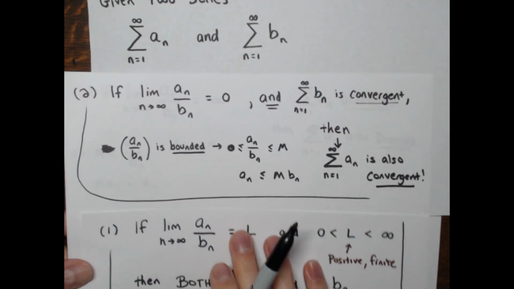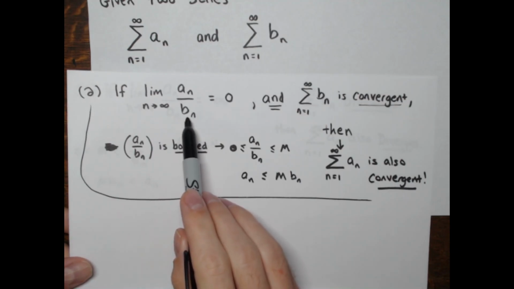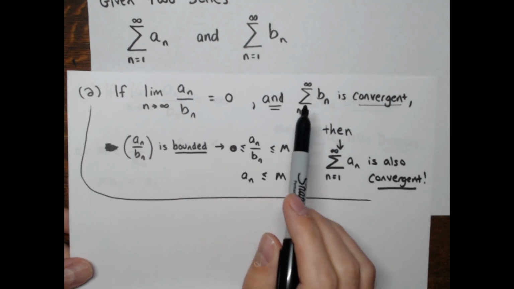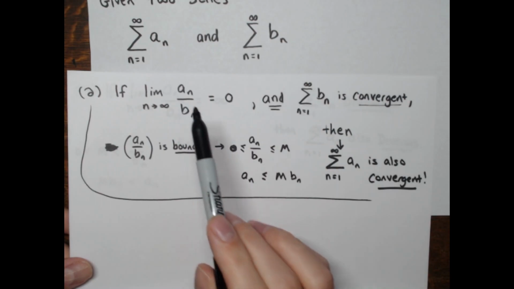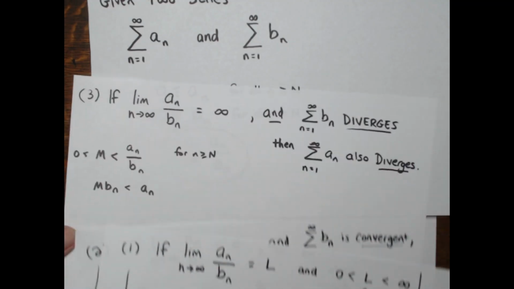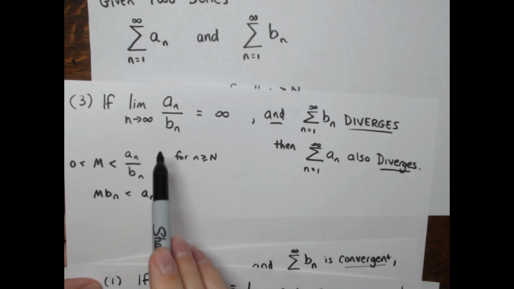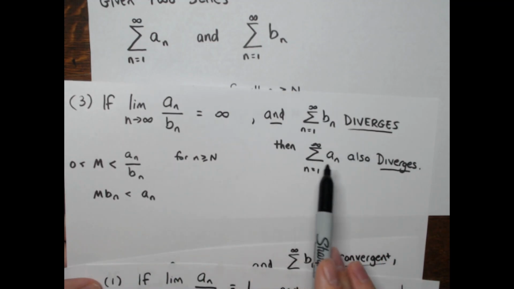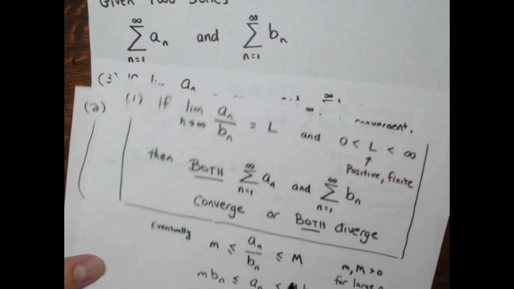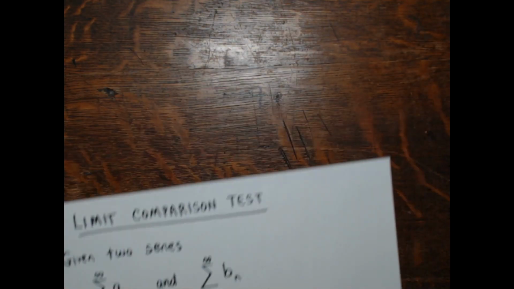If the limit is 0 and the denominator series, if you add up the b sub n's, converges, then the numerator series, the sum of the a sub n's, must converge as well. And finally, if your limit is infinity and the denominator terms are diverging, then the numerator terms must also diverge when you add them up as well. So those are the three scenarios when we're doing this limit comparison test.